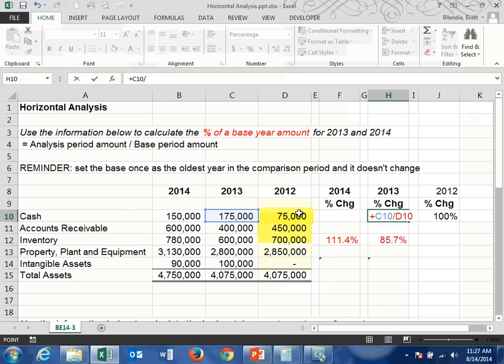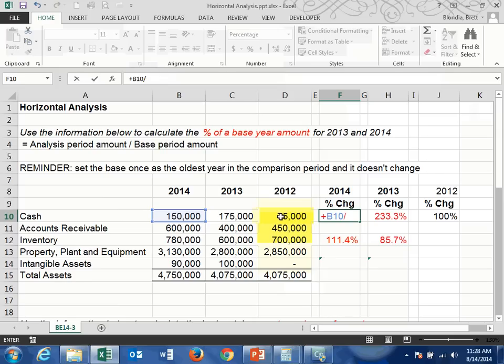All right. Continuing on, if I take a look at 2014, I'm going to do the same thing. I'm going to take my analysis period amount of 150K and I'm going to divide it by the base period amount, which hasn't changed and is 75,000. Okay, so that's 200%. And that's really all there is to that type of horizontal analysis. Again, the trick is just remembering to set your base and then remembering whether or not that base period amount will change. For this, when it's percentage of a base year amount, we set it once and we leave it.